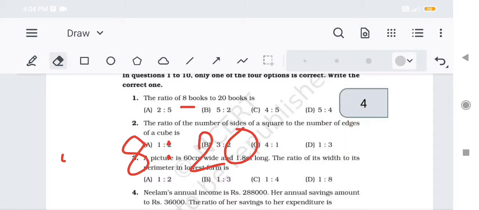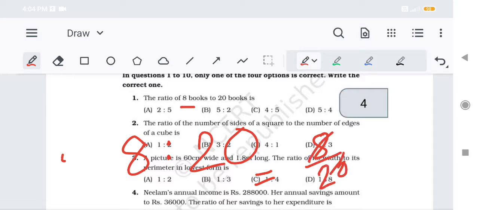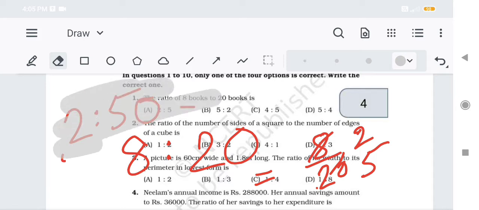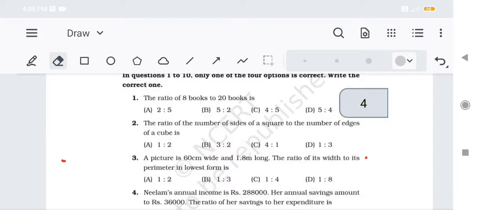First thing, here you can see 8 is to 20. Here if we want to reduce it, we will write it as 8 by 20, then try to reduce it, and after reducing you will get 2 by 5. So if you want to write it in ratio, it will be 2 is to 5. Okay, so here in option A we are getting 2 is to 5. So for the first question we can see that option A is the right one. Secondly, you have to keep it in your mind that ratio must be given in single unit. Whenever we are trying to find the ratio, the two quantities must be in the same unit.